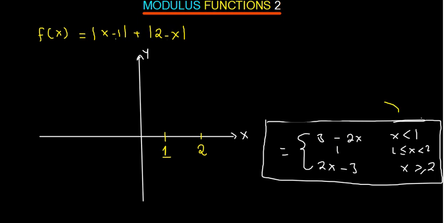To get x to be 1, you put 1 where there is x. So that is going to be 2 times 1, which is a 2. 3 minus 2 is a 1. Meaning that when x is 1, y will also be 1.